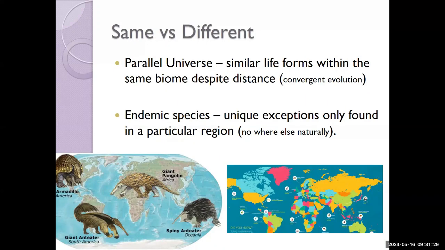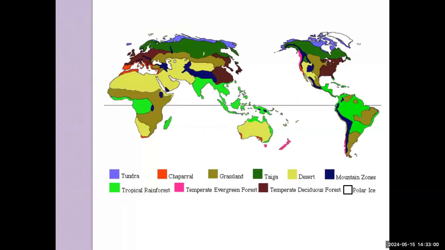The alternative to parallel universes are endemic species. These are unique exceptions that are only found in a very particular region and nowhere else naturally. So on the left, we've got an example of parallel universes: the armadillo of North America, the anteater of South America, the African pangolin versus the oceanic spiny anteater. Very similar structures in very similar environments, specific biomes in these regions. The most common example of an endemic species is the lemurs of Madagascar, the only known location where that type of organism occurs. So let's take a look at the different biomes and what makes them distinct and unique.